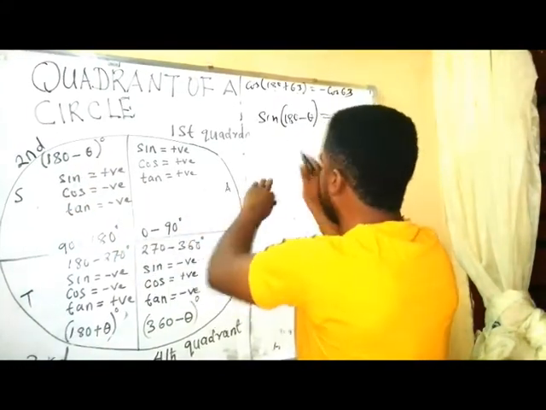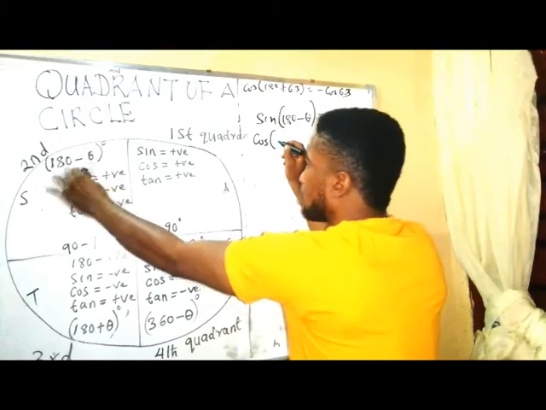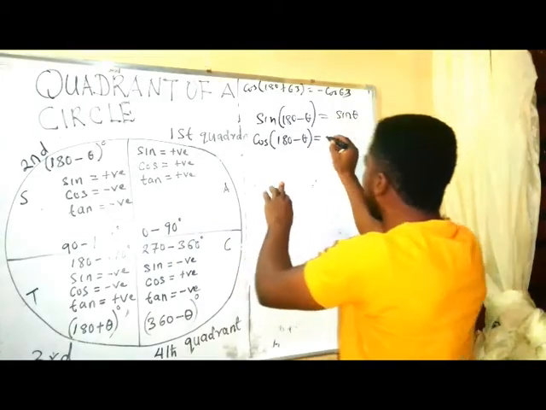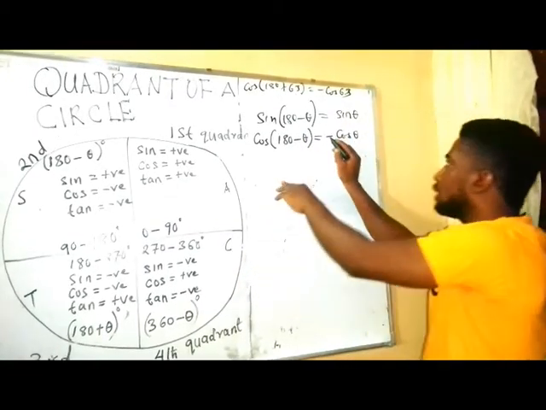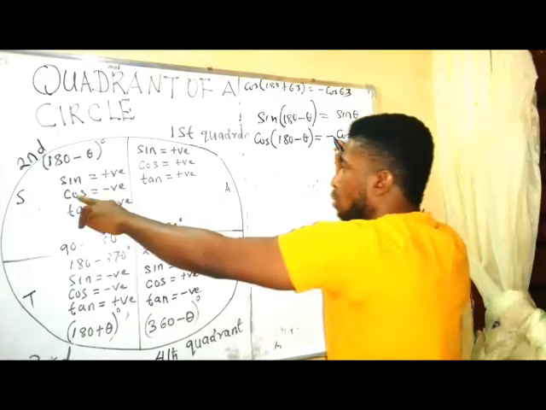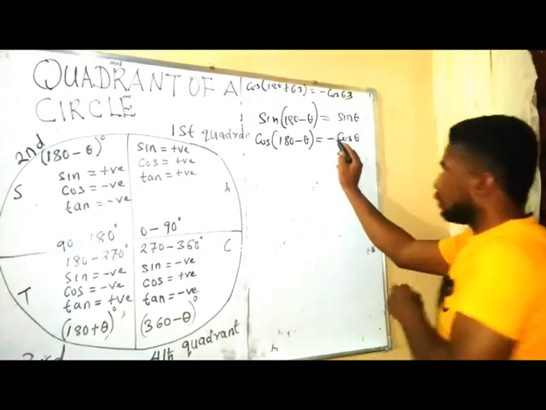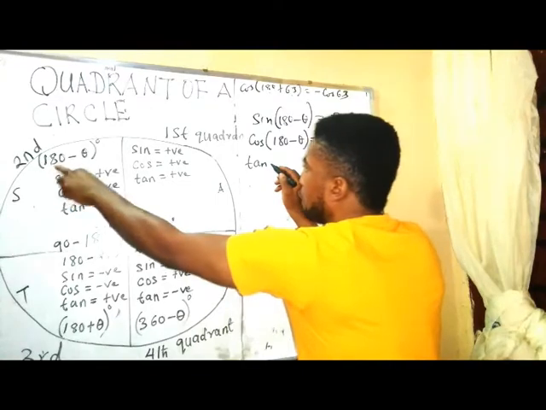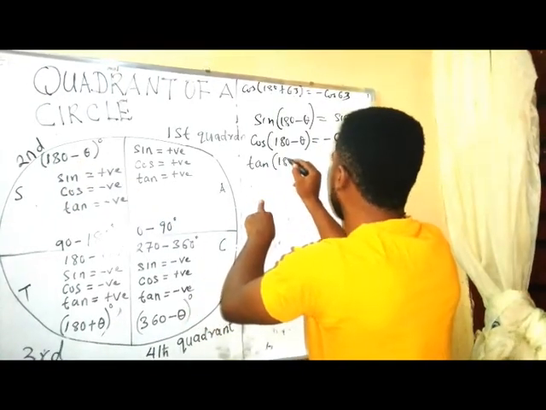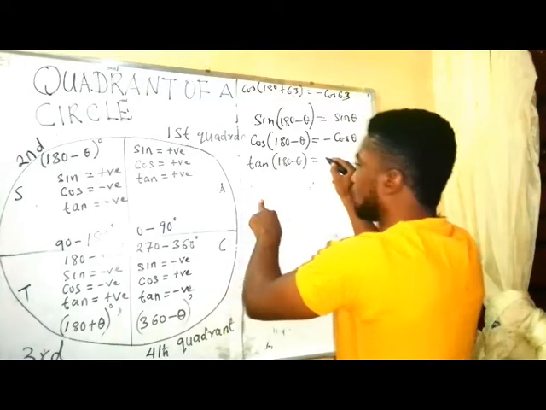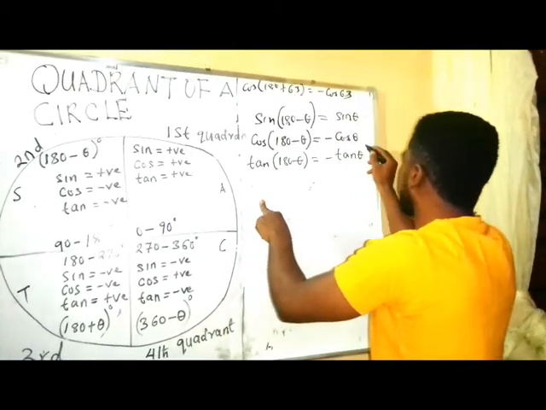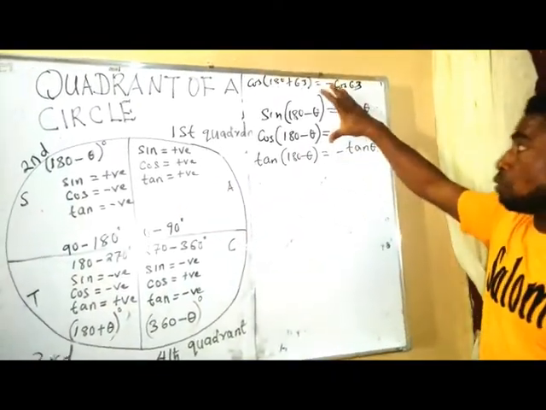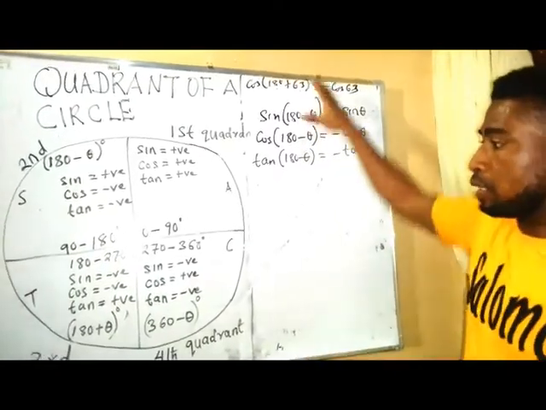And also, let me move to cosine of this angle. For cosine, we have cos of 180 minus theta, and it is equal to minus cos theta. Notice that this minus is here because in the second quadrant, cosine is negative. That's why you see it here. And then let me move to tan. Tan of 180 minus theta will be minus tan theta. So this is what I will have in my second quadrant, and this is the principle I used in solving the three questions I solved now.